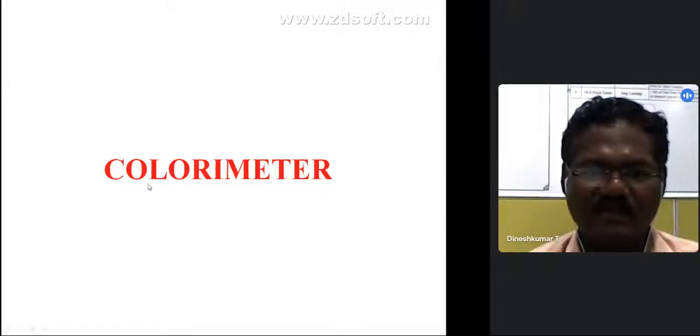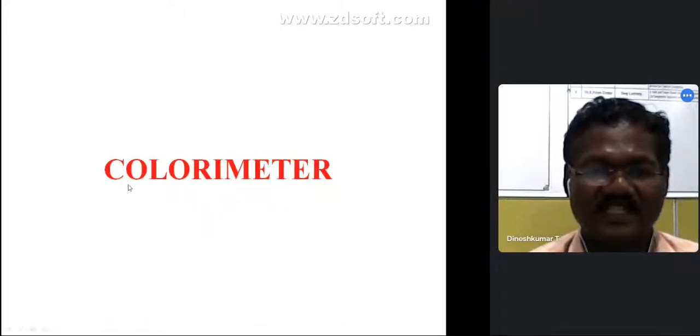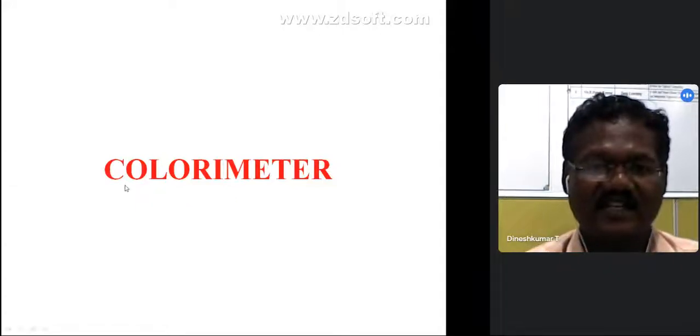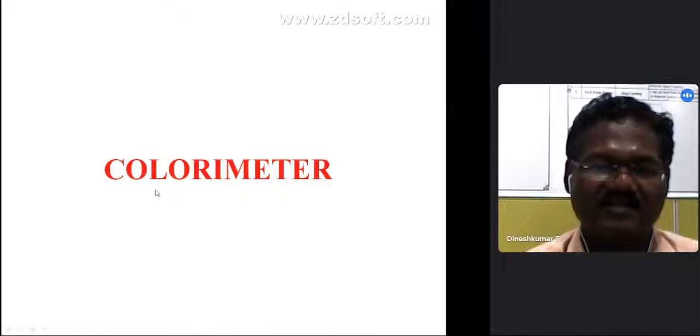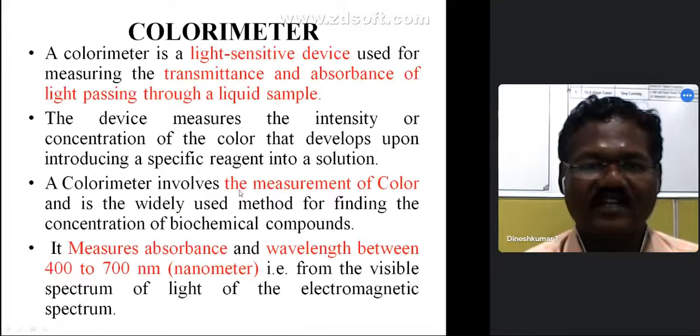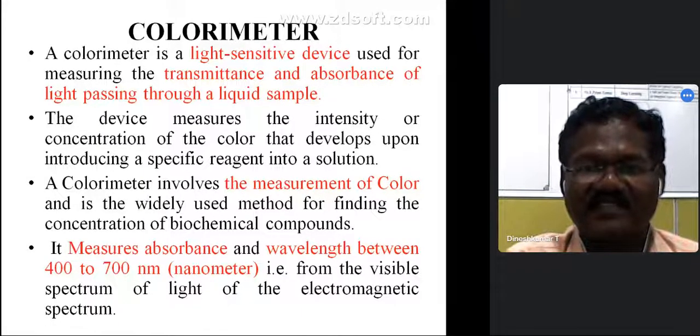Here we are using a calorimeter. Calorie means energy, we can calculate the calorie. Here we are using color, and how the signal is absorbed, like that the calorimeter will work. Okay, calorimeter. Calorimeter is a light sensitive device.